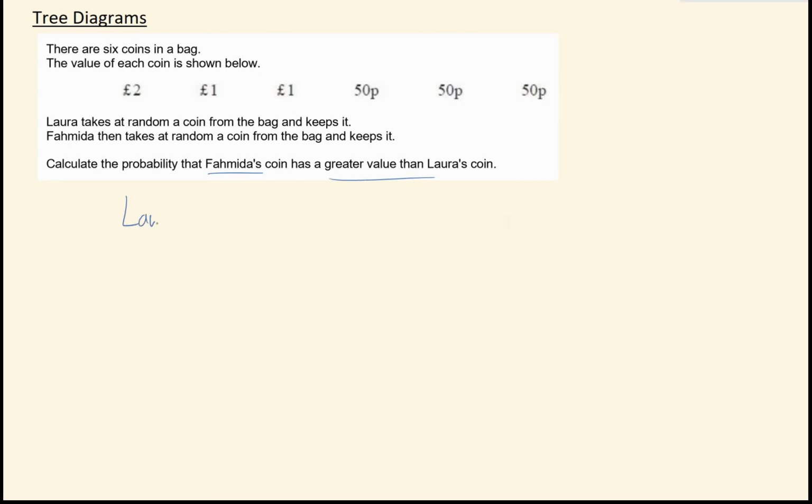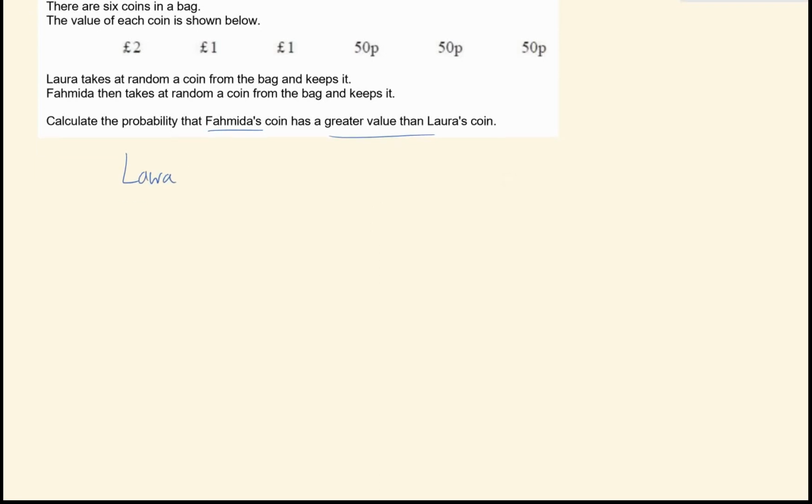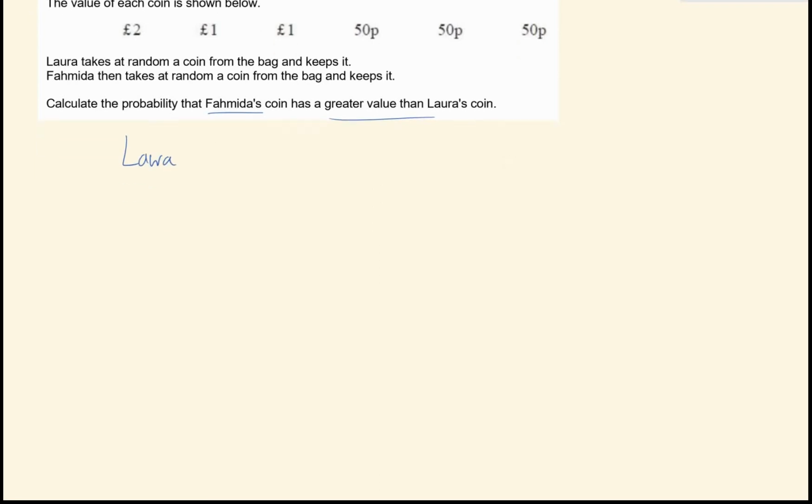So Laura gets first pick. Let's do a tree diagram for Laura. She has 3 options. Well, she has 6 options, but they relate to 3 unique coins. So she can either get a £2 coin, a £1 coin, or a 50p coin. And we can work out each of those odds based upon how many coins of that type are in the bag.